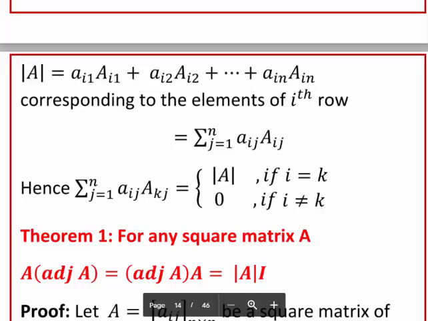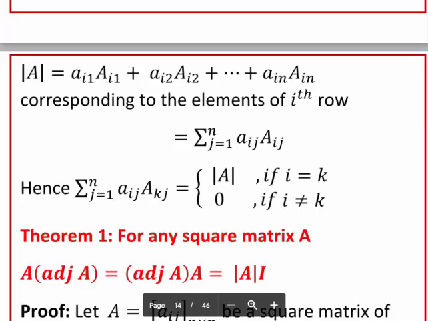One thing we should note: the summation j going from 1 to n of aij into capital Akj has value 0 if i is not equal to k. If i equals k, then the value of this summation is nothing but the determinant of A. We will use this property in the next theorem, which is very important.